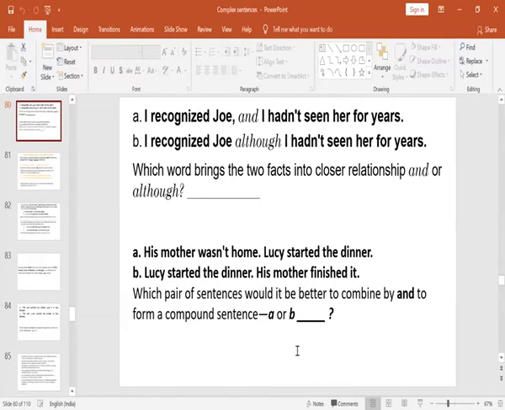A or B? His mother wasn't home. Lucy started the dinner. His mother finished it. So which one has better statements? Like if I put with and: His mother wasn't home and Lucy started the dinner. Lucy started the dinner and his mother finished it. So go for B.